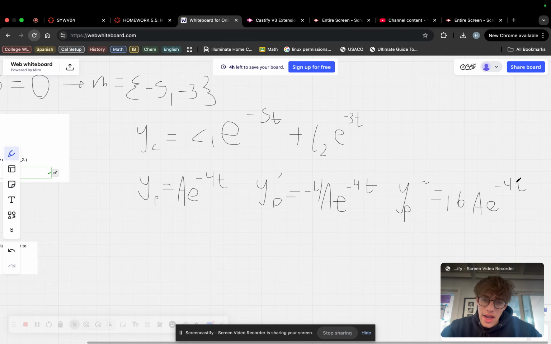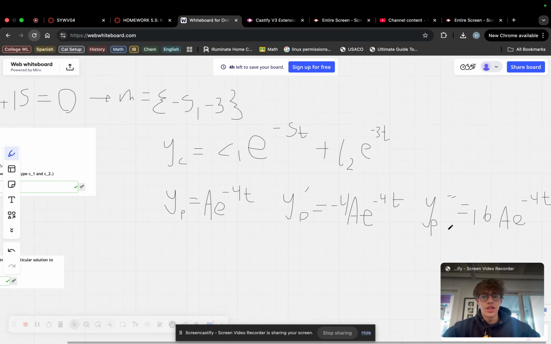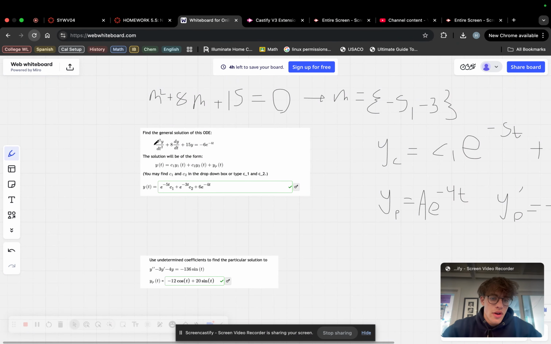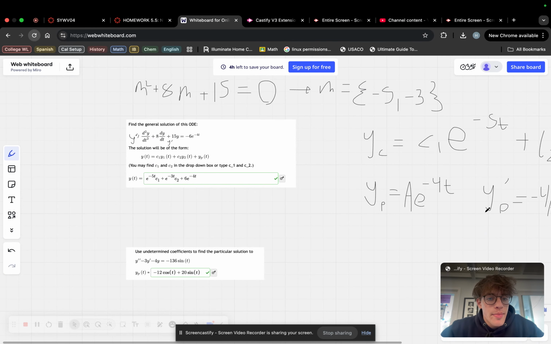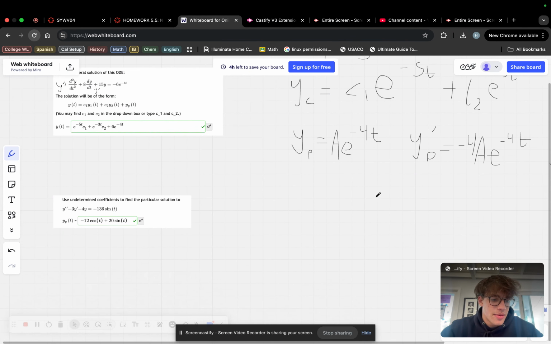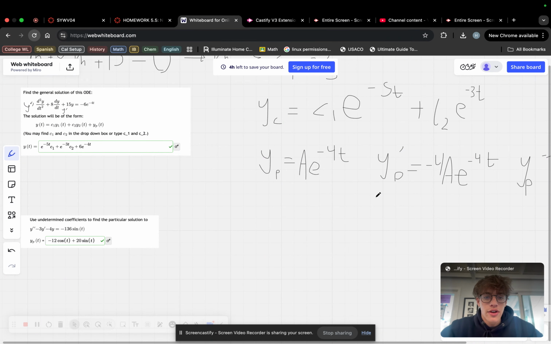All right, so now that we have that, we make our substitutions into our original equation. This is just another way of writing y double prime, and this is just another way of writing y prime. So y double prime plus 8 times y prime plus 15 times y, and our y is this. Let's make those substitutions, and then we will next solve for a.